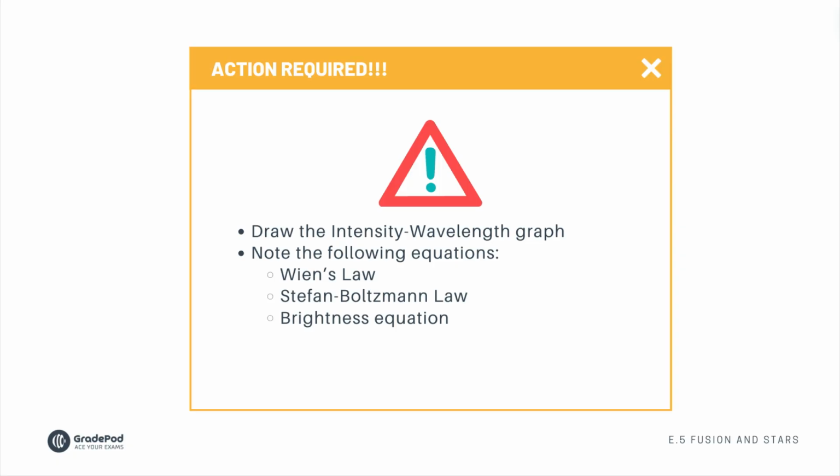Okay, head to your revision note template, go to the common graph section and draw the intensity wavelength graph. Note where the peak wavelength is, and then beside that graph, note down Wien's law, because that's how you actually analyse the graph. Remember, that graph is for a black body, and we assume stars are black bodies. Then go to your common equations graph and write down the Stefan-Boltzmann law and the brightness equation.